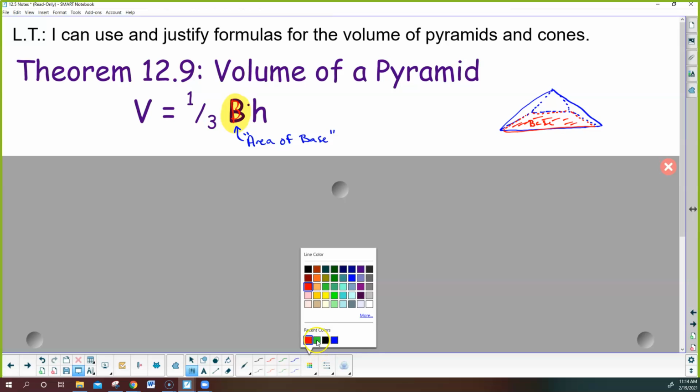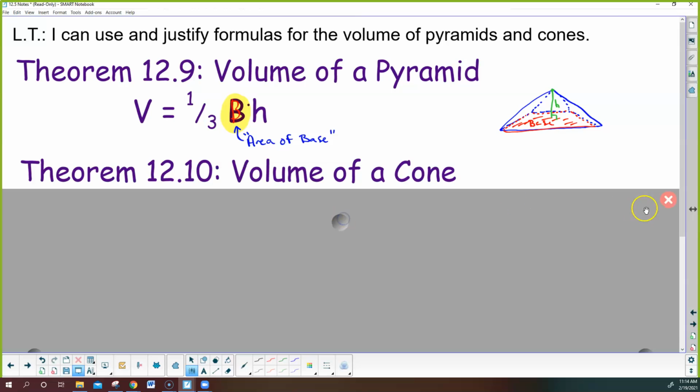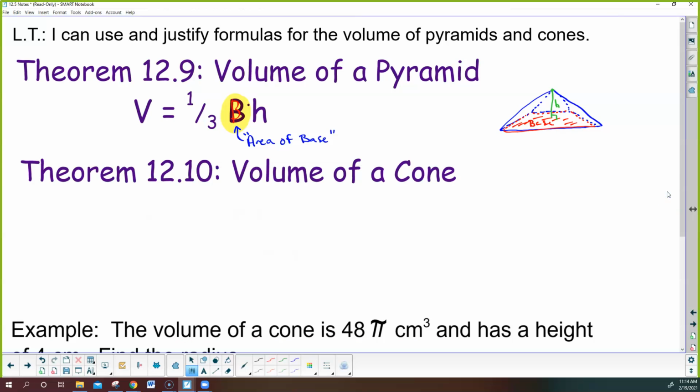base. And then the height, as we know, this h, is always indicated from the center of the base straight up. Well, since we know the volume of any pyramid, a volume of a cone is just a different base.